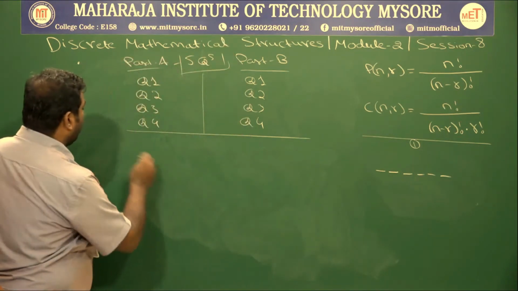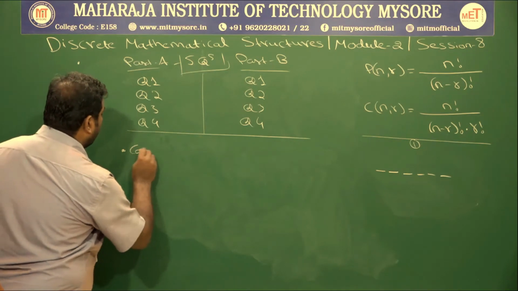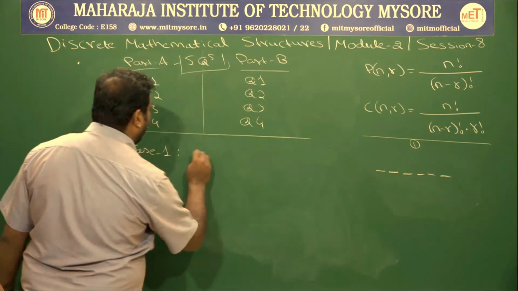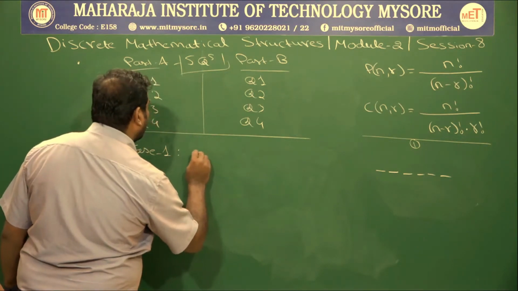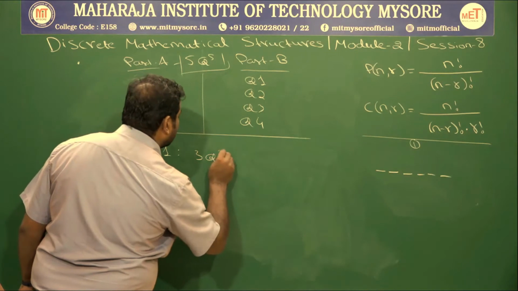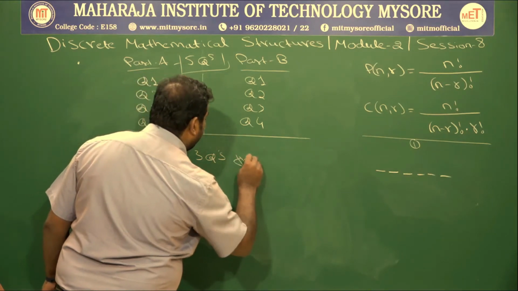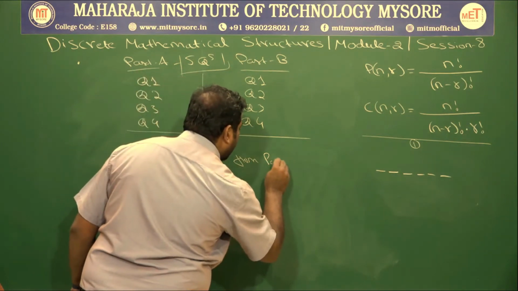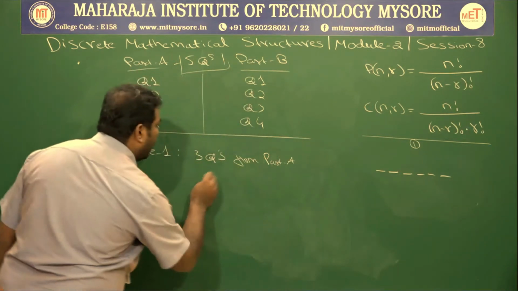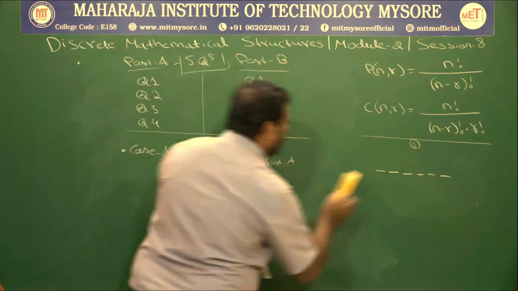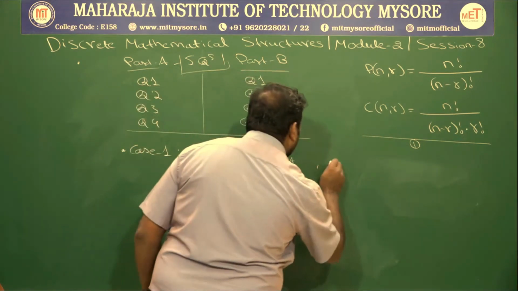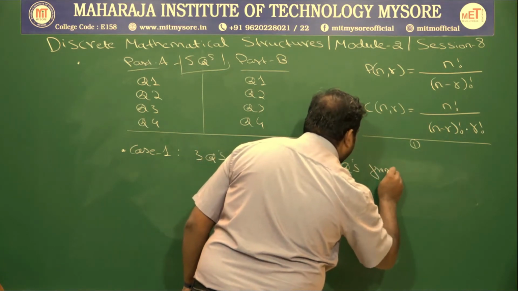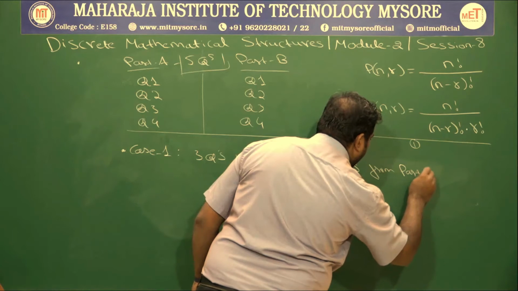Fine. And now the case 1. In the case 1, I am going to say that from part A, I am going to pick 3 questions, and 2 questions from part B.